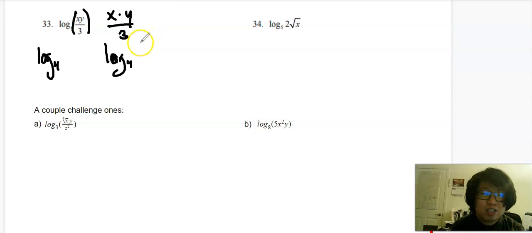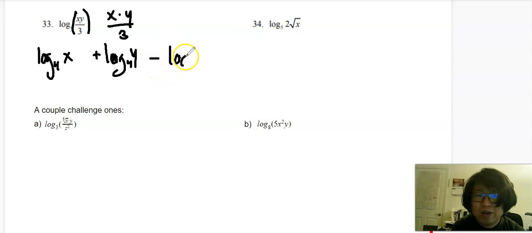Well, let's go ahead and just take these apart one by one. X and y, that I can be splitting apart by adding. Okay, so there's my first part. But I still have that divided by 3 part, so I'll have to have a log base 4 minus 3 there to see how that works out.